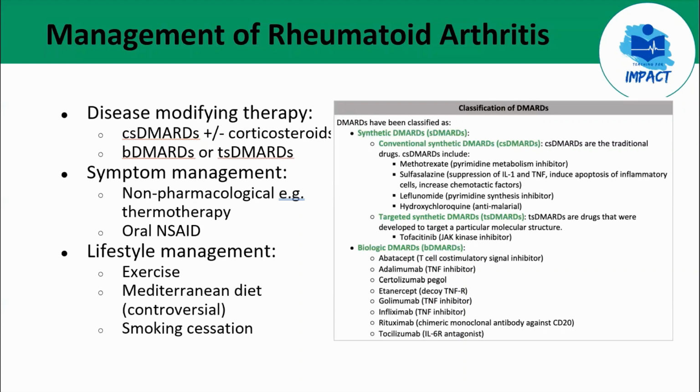Corticosteroids are often combined with csDMARDs during the induction phase to achieve rapid symptom relief. If the patient doesn't respond adequately, then we try a biological DMARD or targeted synthetic DMARDs. Symptom management includes non-pharmacological strategies like rest and pacing activities, thermal therapy, and exercise therapy, and pharmacological strategies include oral NSAIDs. Lifestyle-wise, it is really the basics we recommend to all people. Smoking cessation is a big one because it is a risk factor for RA.